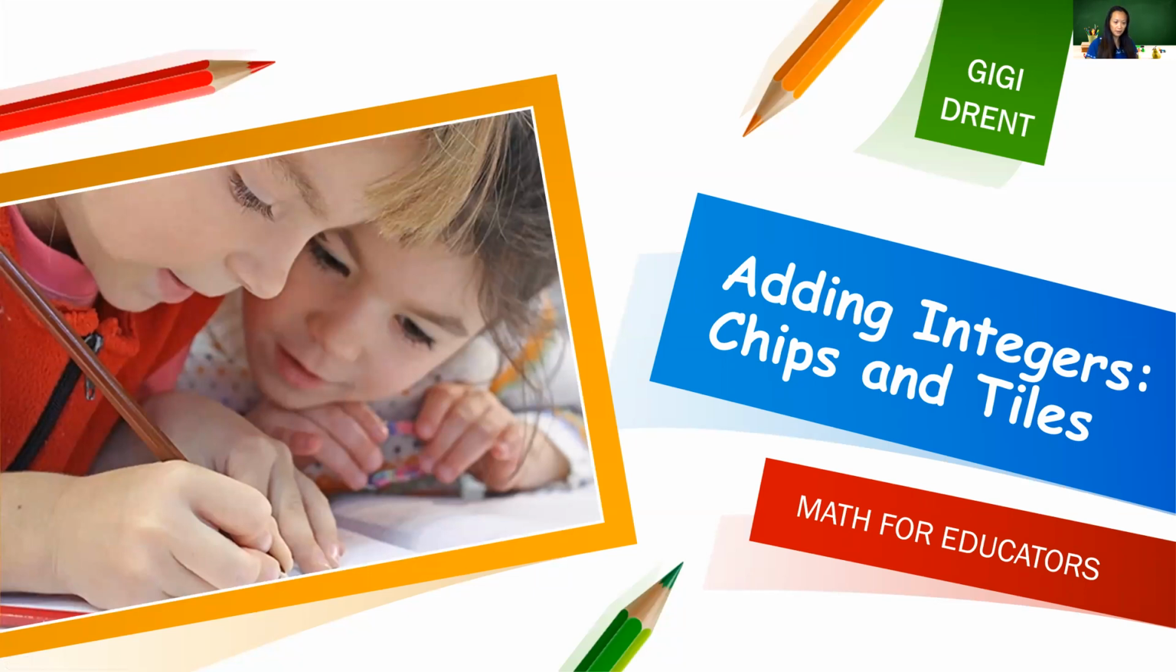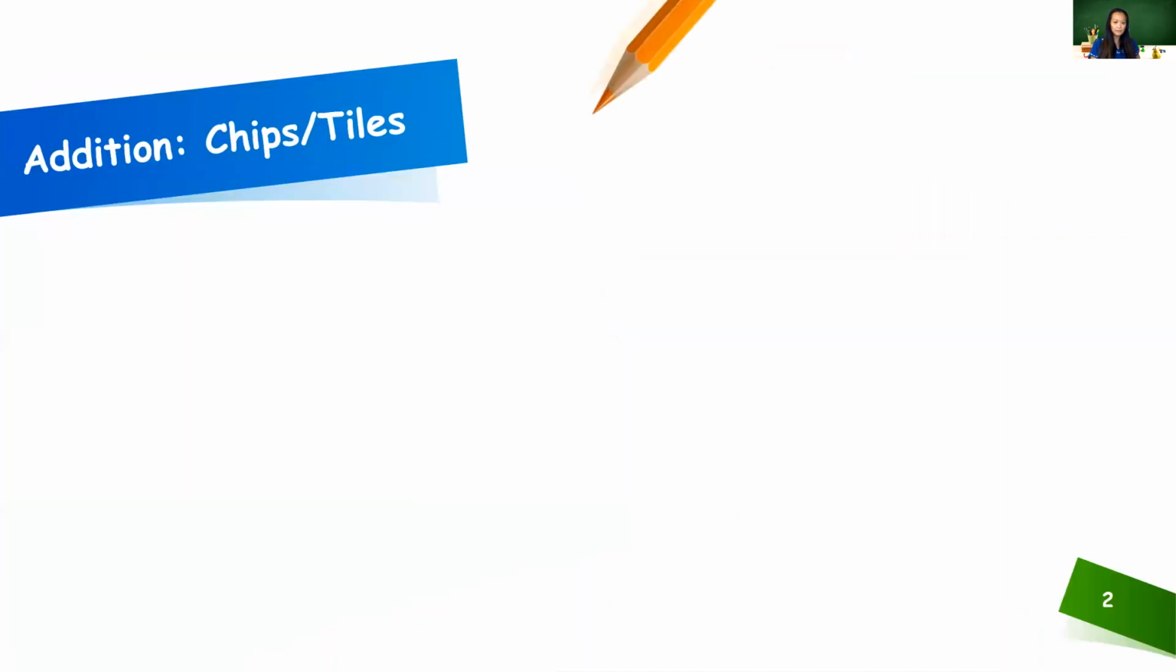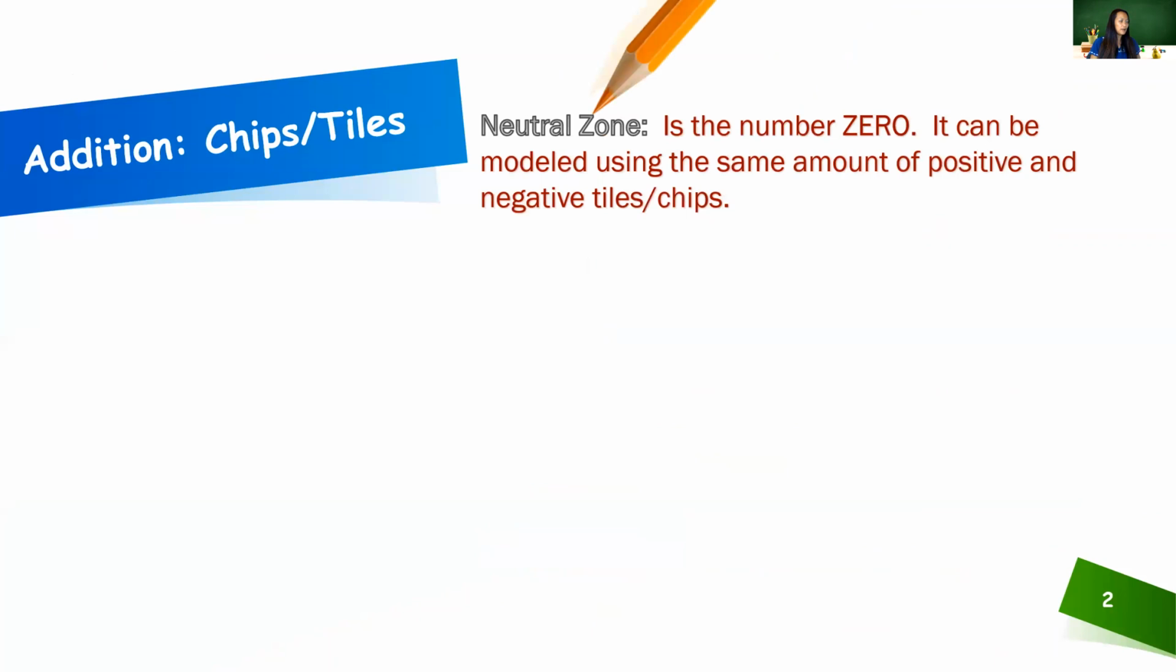Okay, so here we go. Chips and tiles. First, I need to explain what a neutral zone is, and that is the number 0. And it can be modeled using the same amount of positive and negative tiles or chips, right? So for example, if you have one negative and one positive, that's going to couple up to be neutral, which is 0, right? Positive 1 and negative 1.